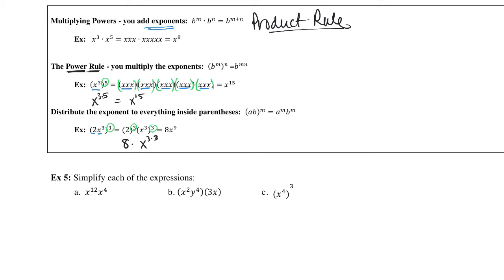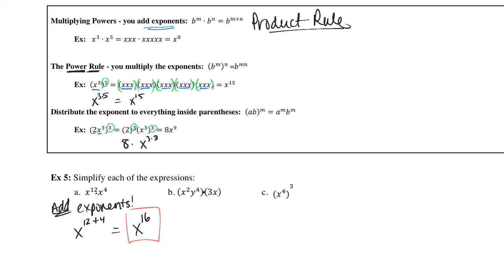Okay, let's try this next one. Here, what's going on between these two powers is multiplication, so I'm going to add exponents here. So I would get x to the 12th times x to the 4th. We would just add the 12 and the 4 and get x to the 16th.